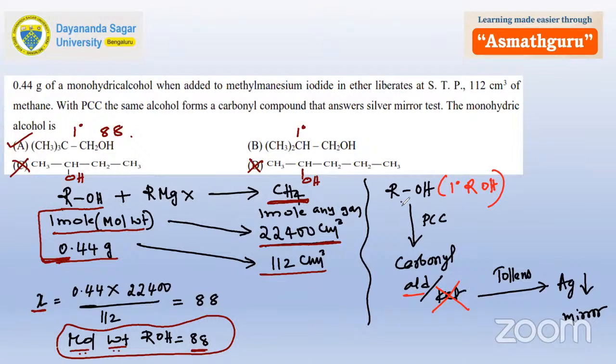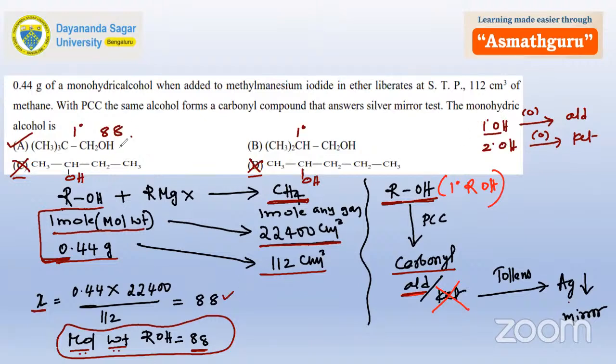And he also says your alcohol forms a carbonyl compound that answers Tollens' reagent. This is silver mirror. Silver mirror is given by aldehyde only. And aldehyde is given only by primary alcohol, because you know that primary alcohol gives aldehyde on oxidation. Secondary alcohol on oxidation gives ketone. I don't want ketone, I want aldehyde, so it should be primary. Then C and D are not primary, they are secondary. So only primary are A and B. And it should be primary and the molecular weight should be 88.